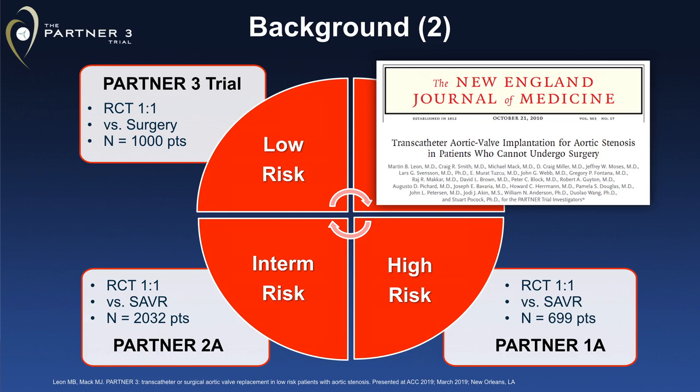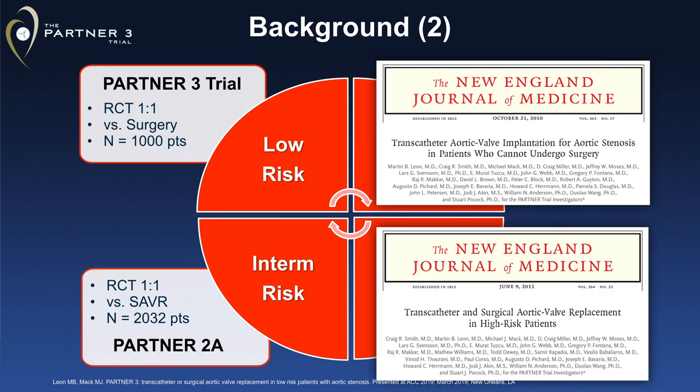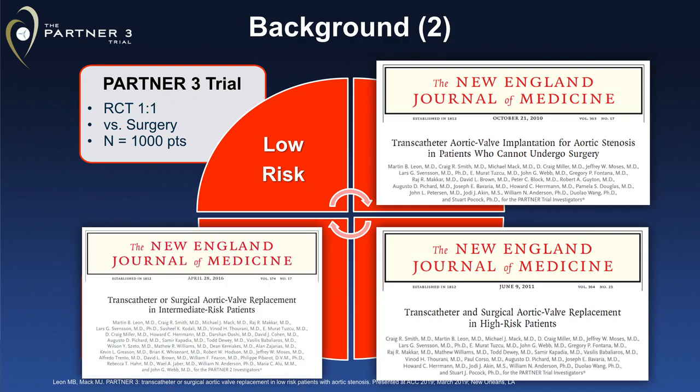And then Partner 1A came out, randomizing patients that are high risk for surgery to either TAVR or surgical, 699 patients, and that was published in New England Medicine, 2011. Then they did intermediate risk for Partner 2A, again randomized 1-to-1 TAVR versus surgery over 2,000 patients, published in 2016, New England Journal of Medicine.